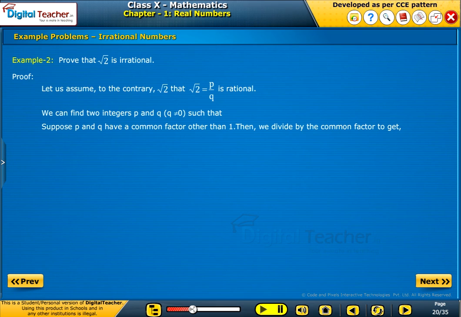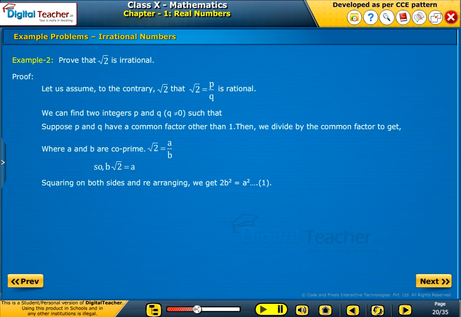Suppose p and q have a common factor other than 1. Then we divide the number by the common factor to get √2 is equal to a by b, where a and b are co-prime numbers. So, b√2 is equal to a. By squaring on both sides, we get equation 1 as shown on the screen.